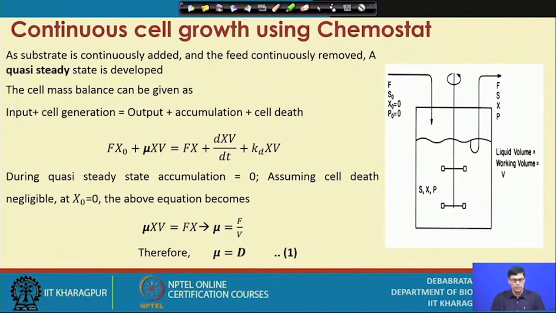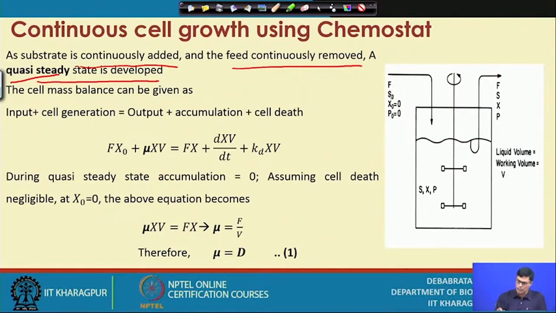Now, the continuous cell growth using the chemostat: as substrate is continuously added and feed is continuously removed, a quasi steady state is developed. What I want to mean here is that in the chemostat process, quasi steady state means it is not exactly steady state, it tends to steady state. Suppose, you can remember, whenever we operate any kind of continuous process, first we operate in batch mode, and when the rate of cell mass growth is maximum, then we start feeding the media continuously and take out the fermented media continuously.